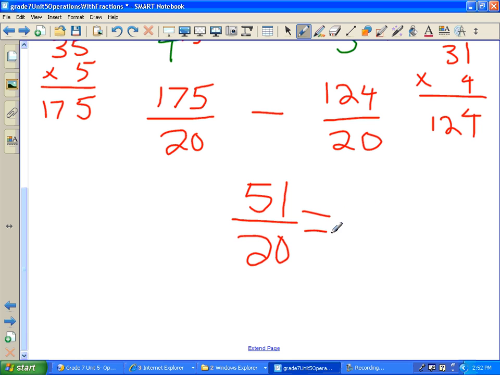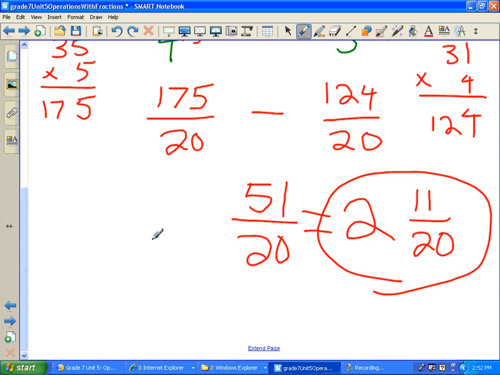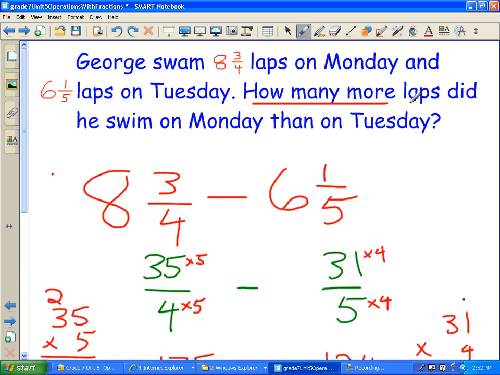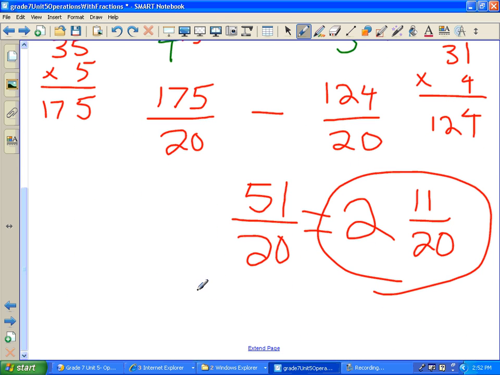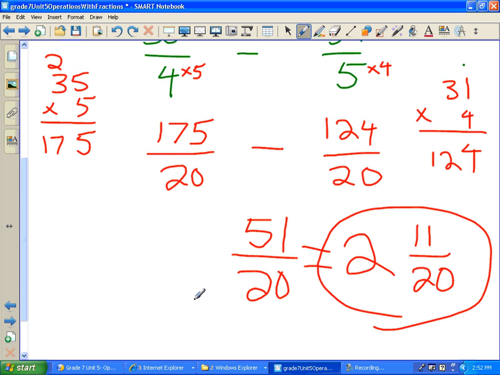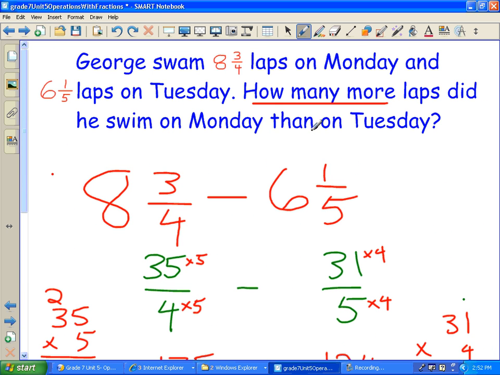The last thing to do is change it back to a mixed number. How many times does 20 go into 51? Well, 20, 40, well, yeah, twice. That's it. Twice will give you 40. And there's 11 left over out of 20. So the answer to the question, how many more laps did he swim on Monday than on Tuesday? You would write out as he swam 2 11/20 more laps on Monday than on Tuesday.